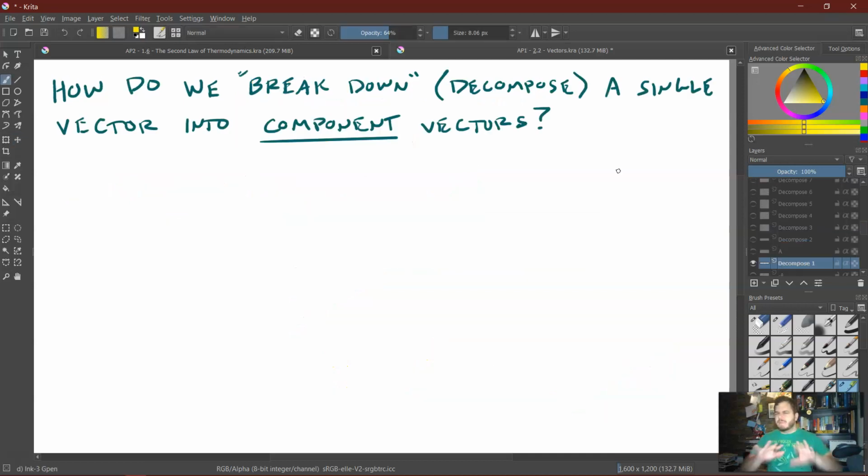Now, this is going to seem a little out of left field, but it's going to be really, really useful in a minute. So how do we break down a single vector into what are known as component vectors?